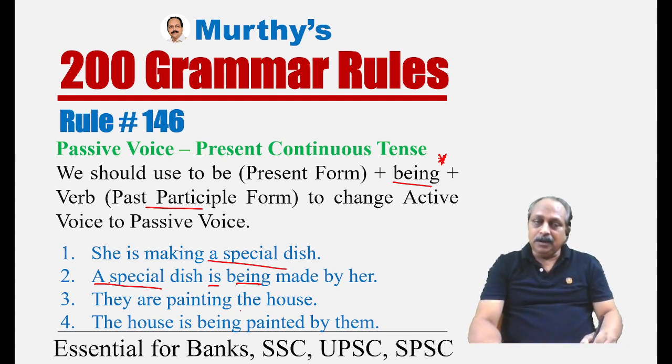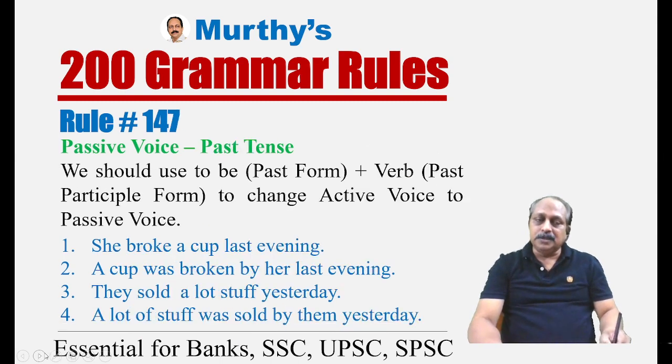They are painting the house. They are painting what? The house, the object. The house is being painted by them. Here, the difference between present tense and present continuous is the word being. Otherwise, it is more or less the same pattern, but for the time phrases.